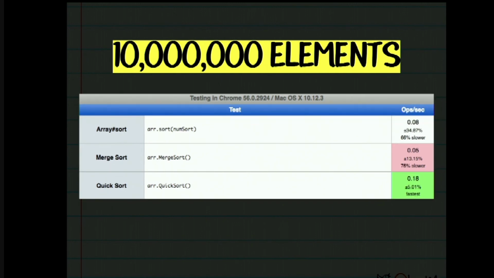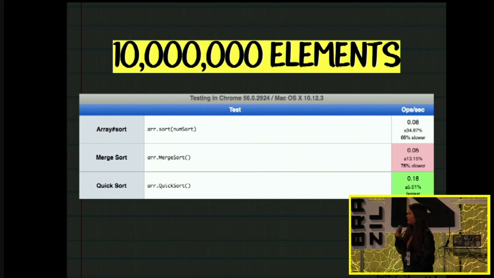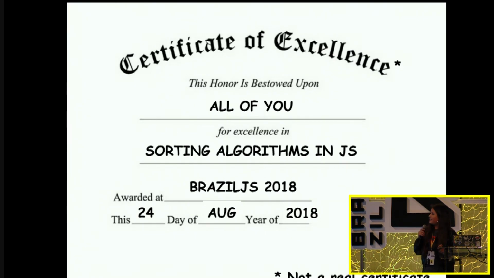And I mean, at this point, I think you're getting the idea of what I'm trying to say. With 10 million elements, Quicksort was faster than the native function. So at this point, now you're all experts in sorting algorithms, right? This is not a real certificate, but almost.